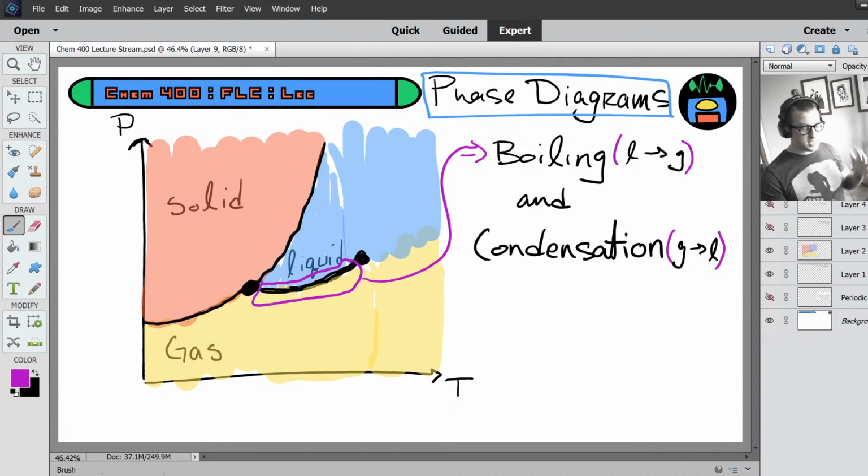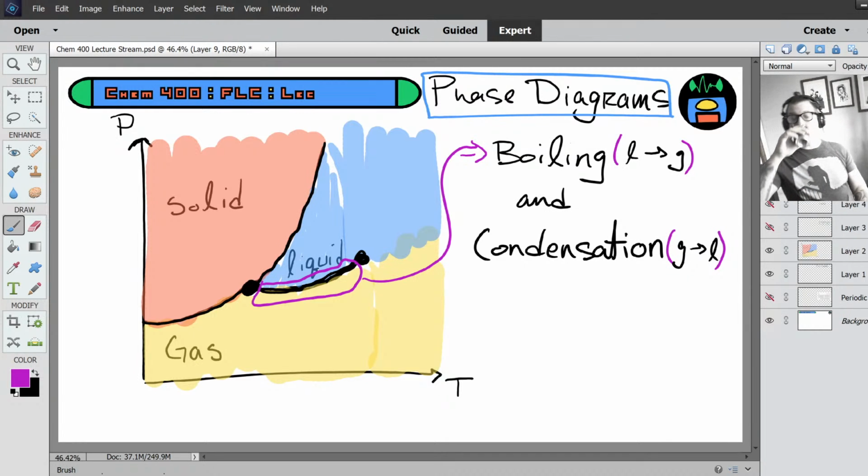All right, so those are the 6 transitions between states. Each transition is determined by the 2 phases that it separates as a border, right? So liquid and gas, you got boiling and condensing; solid and liquid, melting and freezing; solid and gas, sublimation and deposition.